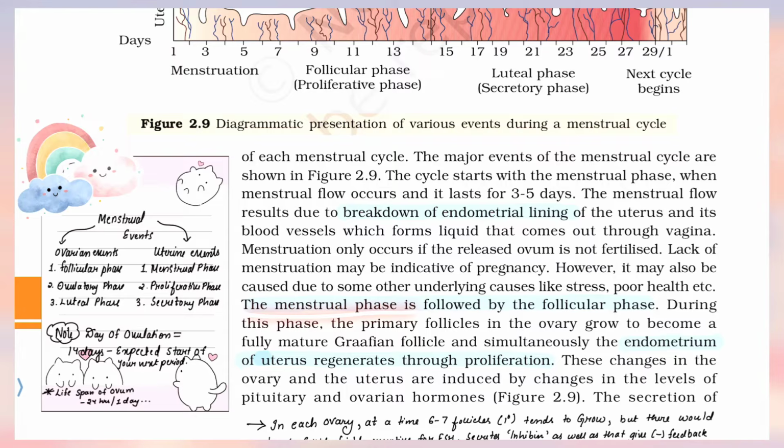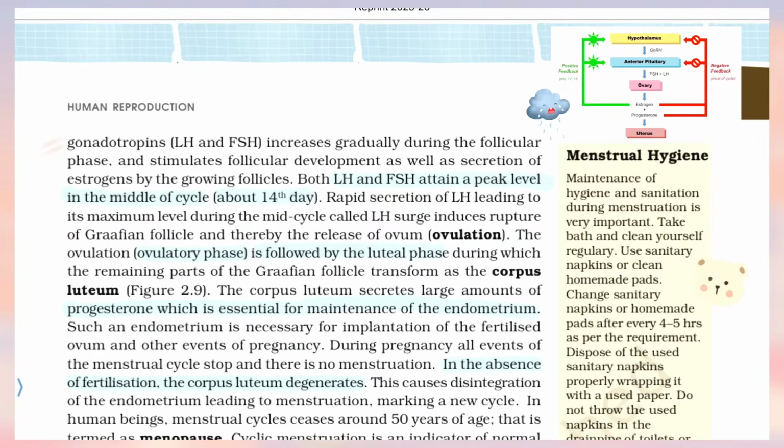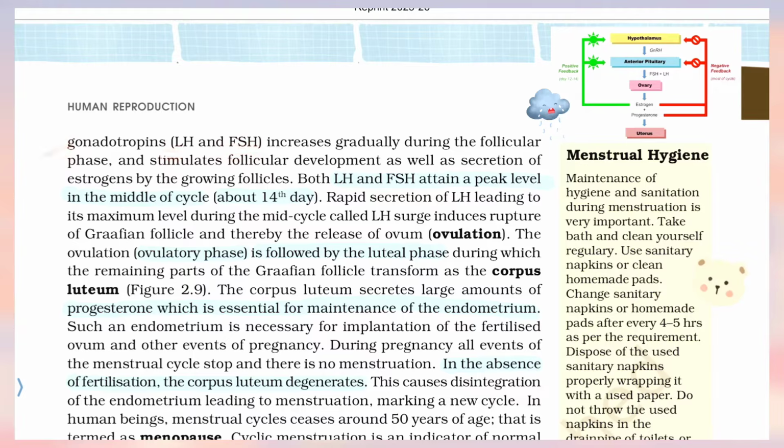The menstrual phase is followed by the follicular phase. During this phase, the primary follicles in the ovary grow to become a fully mature Graafian follicle, and simultaneously the endometrium of the uterus regenerates through proliferation. These changes in the ovary and the uterus are induced by changes in the levels of pituitary and ovarian hormones. The secretion of gonadotrophins LH and FSH increases gradually during the follicular phase and stimulates follicular development as well as secretion of estrogen by the growing follicles.